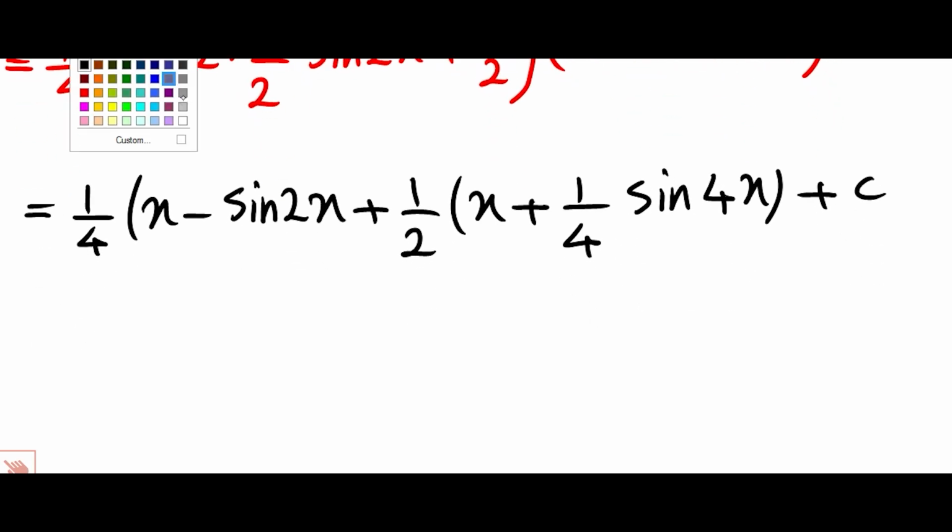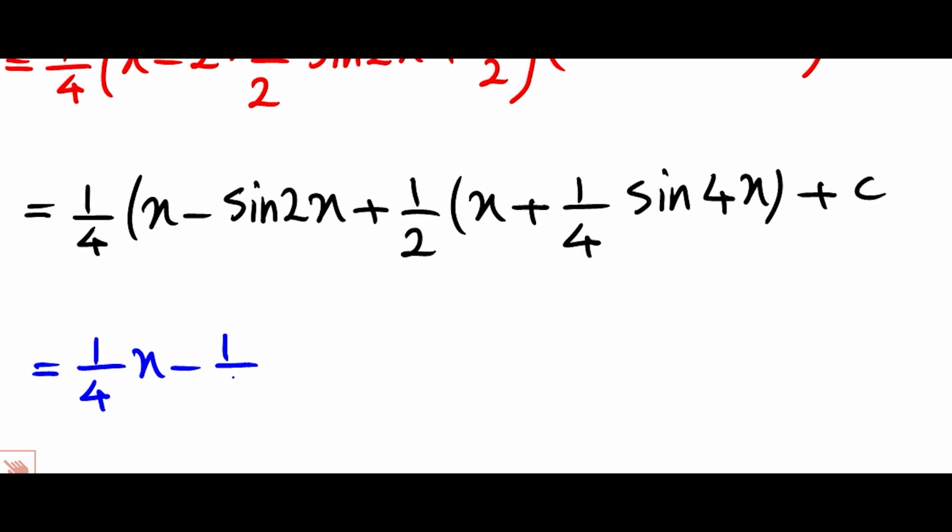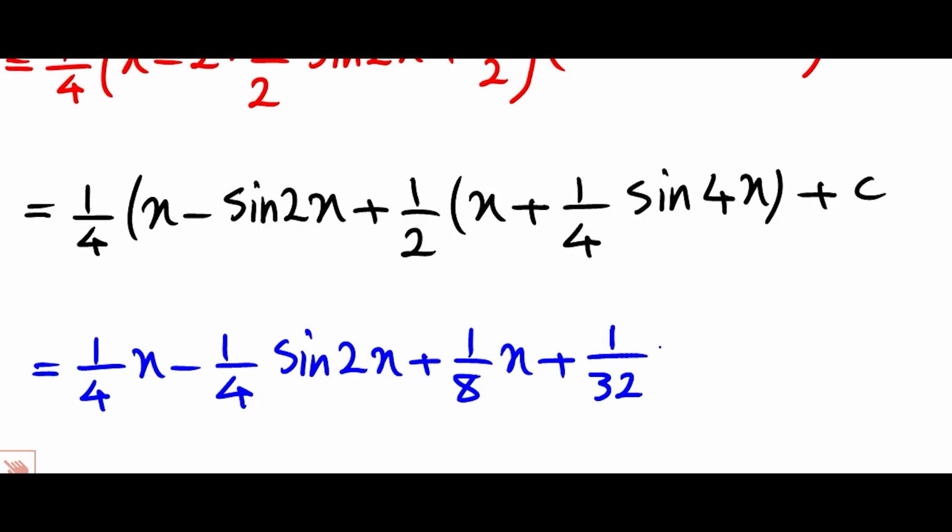And finally the answer equals 1/4 x minus 1/4 sine of 2x plus 1/4 times 1/2, which equals 1/8 times x, plus 1/2 times 1/4, which equals 1/8 times 1/4, which equals 1/32 sine of 4x plus c.